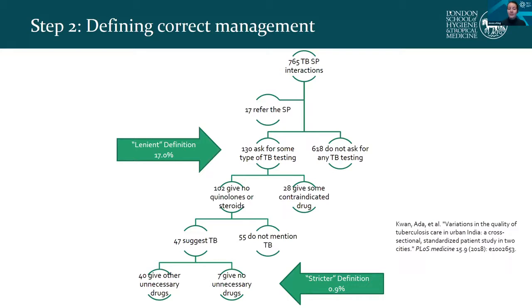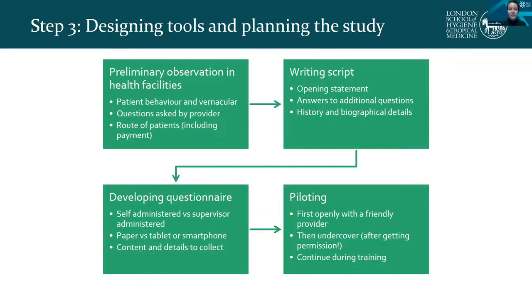So that's an example of where the definition of exactly what we say is good quality of care really has an impact on the outcome. So the next thing to do is to design tools and plan the study. One of the most important steps is to do some preliminary observation in health facilities to understand the way patients behave and just the route of patients through a health facility, for example, where or if they have to pay, what kind of things the provider will ask a patient in your particular setting.